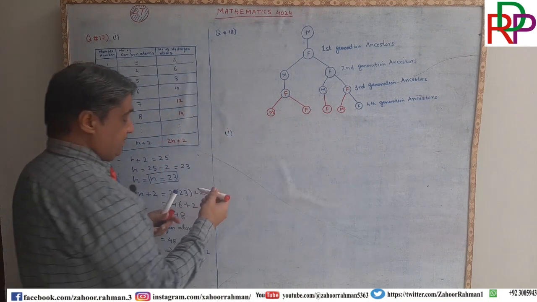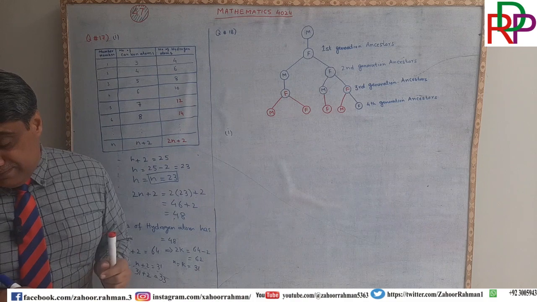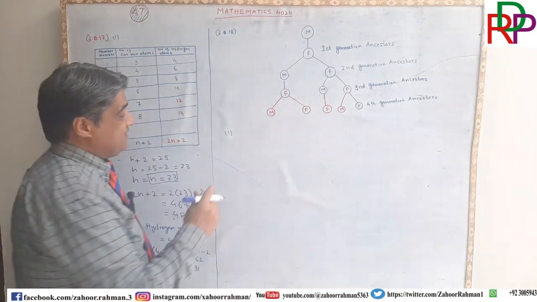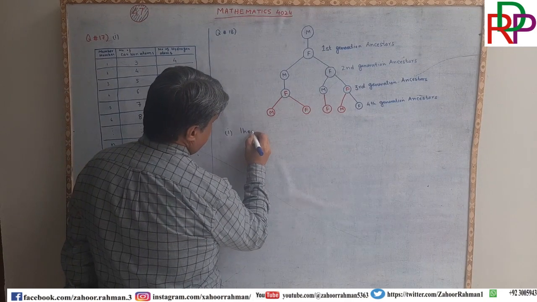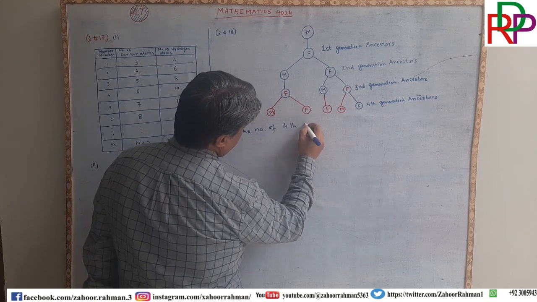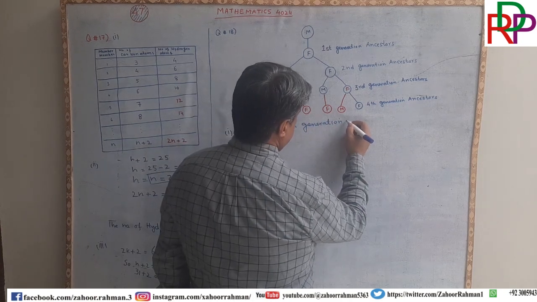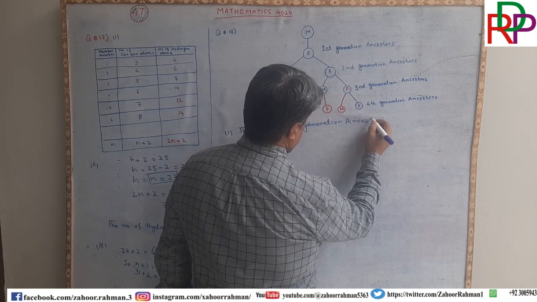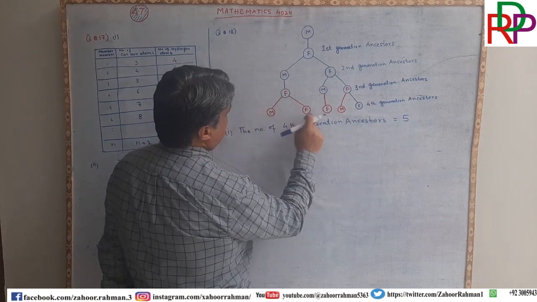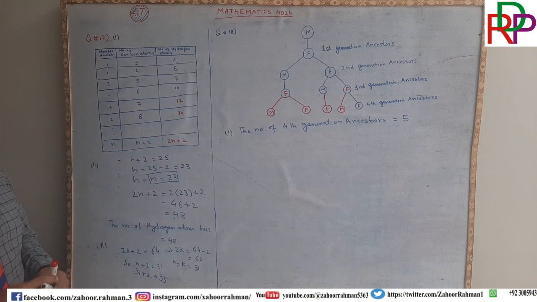So the number of fourth generation ancestors are equal to 5. 1, 2, 3, 4, 5. There are 5 members inside this.